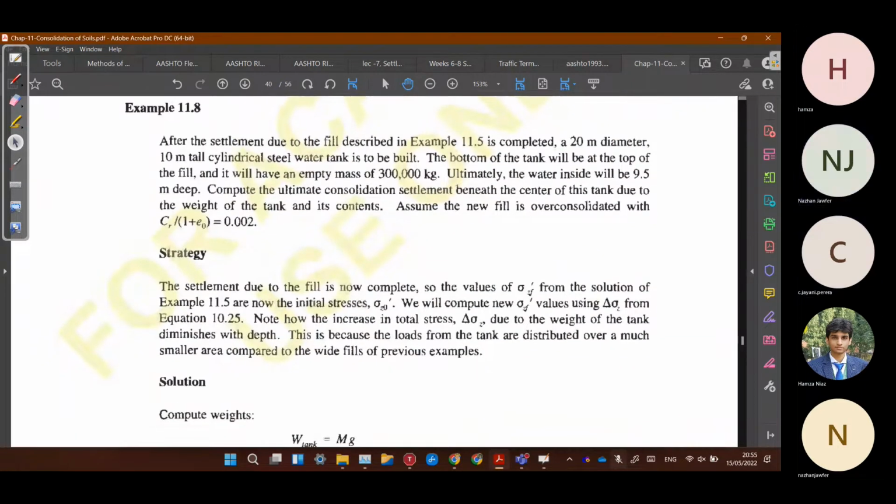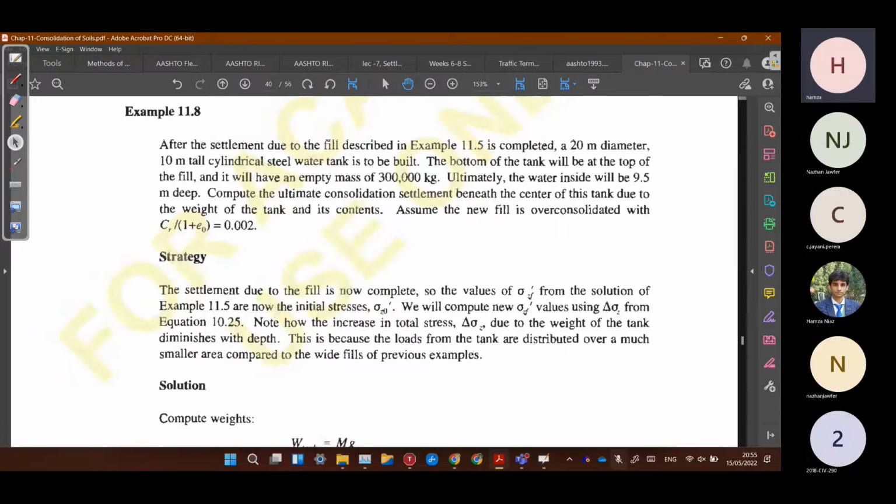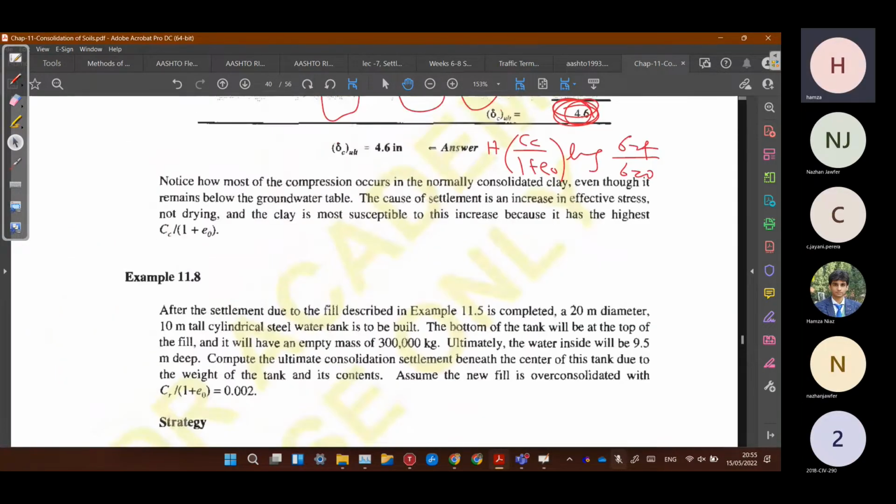Okay, so the last question for this settlement is this type. In this case, they have not proposed a fill on that. If there was a fill, we calculated the change in pressure simply as gamma times depth of fill. So whatever the fill was, we simply multiplied by the depth, so we can get the change in pressure.